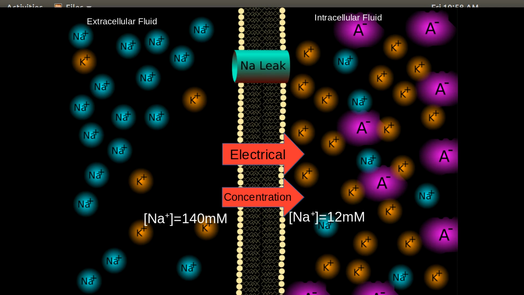Let me ask you this. Do you think it would be negative or positive? Positive. Why? They are positive charges, but so is the potassium. Yeah, they're both working in the same direction.